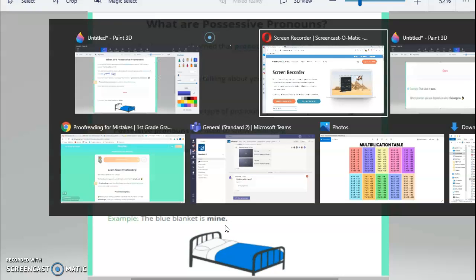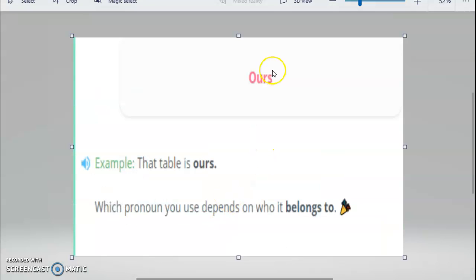And let's take a look at another example here. The pronoun ours. You're still referring to yourself, but you're with more than one person, right? So example, that table is ours. It's showing that the table belongs to yourself and other people. Maybe it belongs to you and your mom and your dad. So that table is ours. You are still included in there, but you're talking about you and more than one person.